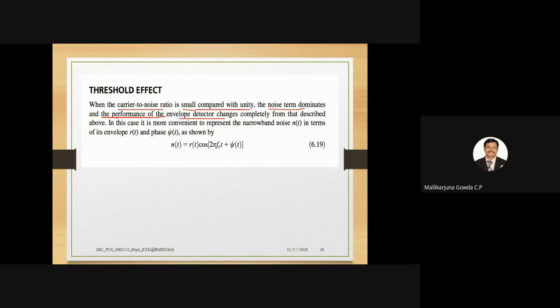We can conveniently represent the narrowband noise n of t in terms of its envelope r of t and phase psi of t. I discussed this type of expression earlier. How do we express noise? One way is in terms of in-phase and quadrature-phase components. Another way to represent narrowband noise is in terms of envelope and phase, which is what I am now considering. So I can write n of t is equal to r of t, which is the envelope, times cosine of 2 pi fc t plus psi of t, where psi of t is the phase.